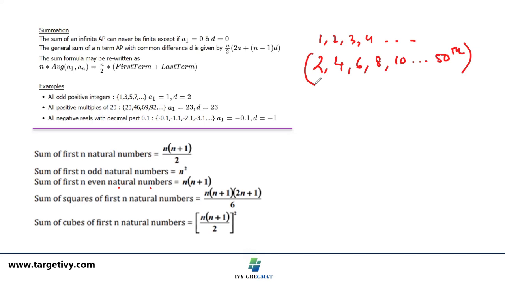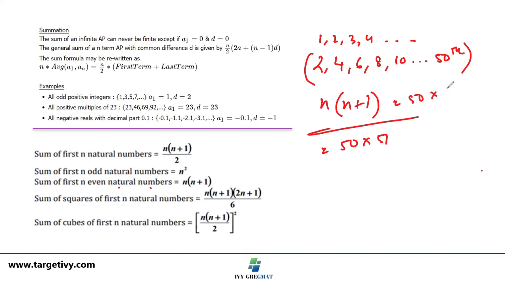Let's add it up. How does it happen? The formula is n into n plus 1. How come? Then the answer becomes 50 into 51, because this is 50 multiplied by 50 plus 1.